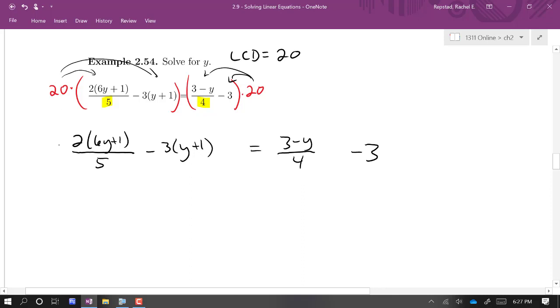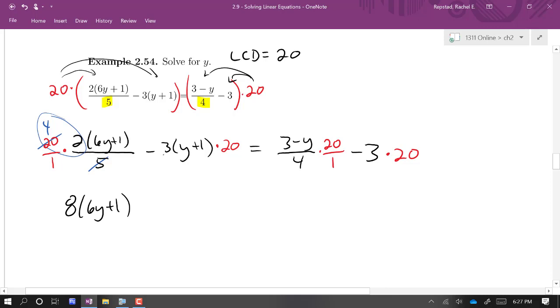So the 20 on the left side, when we distribute the 20, I'm going to have times 20 over 1 times 20 times 20. I'm writing it as a fraction next to the fraction just to make it a little bit easier. But the reason I'm multiplying by 20 is because it will cancel out these denominators. So in this first term on the left side, the 5 goes into 20 4 times. And then I have 4 times 2, which is 8, times 6y plus 1. And then 3 times 20 is 60 times y plus 1.